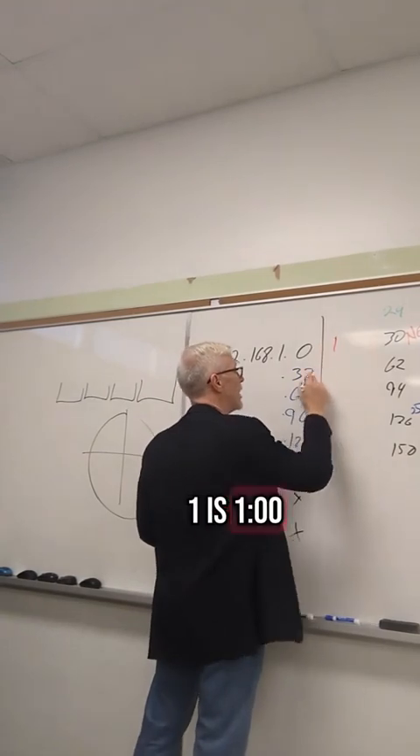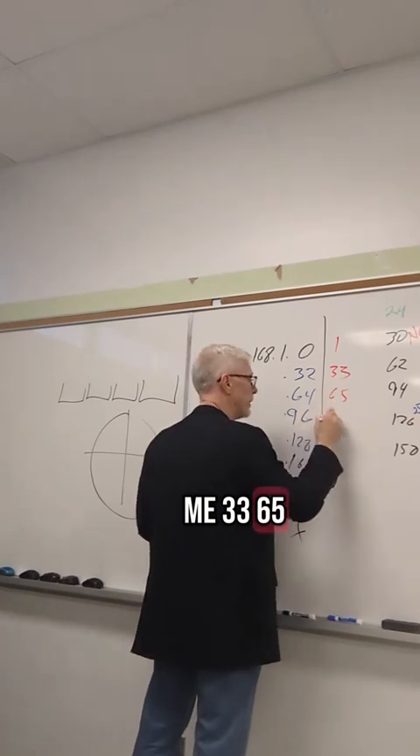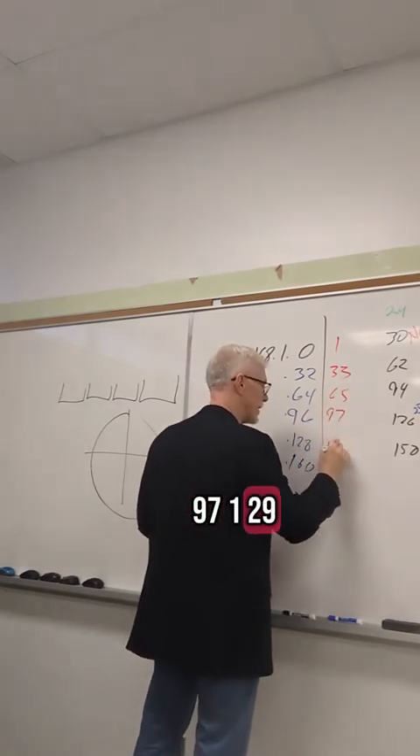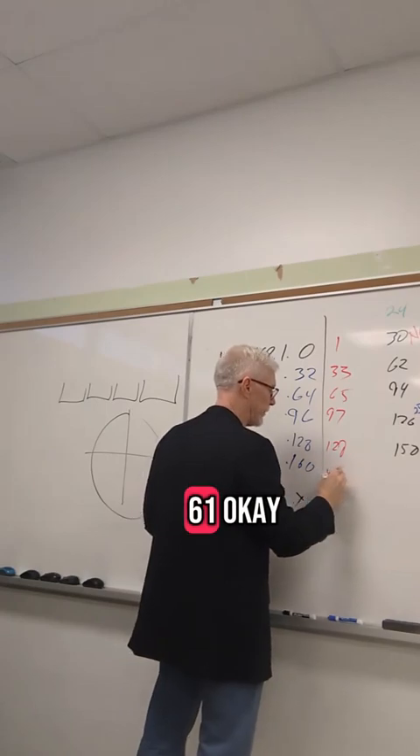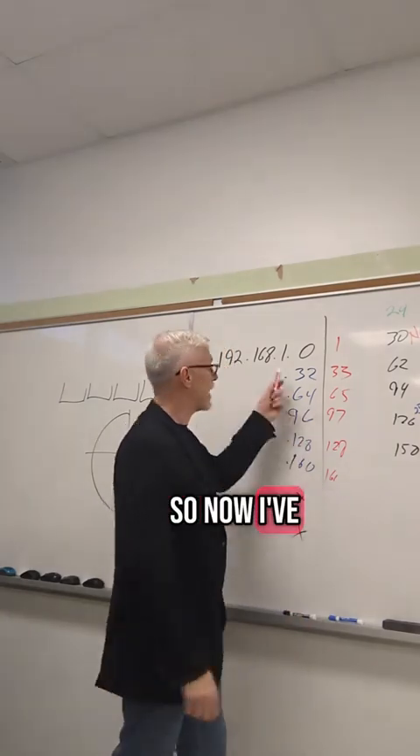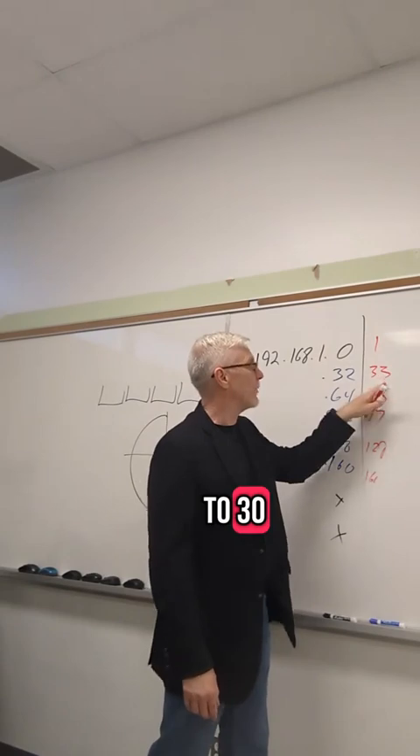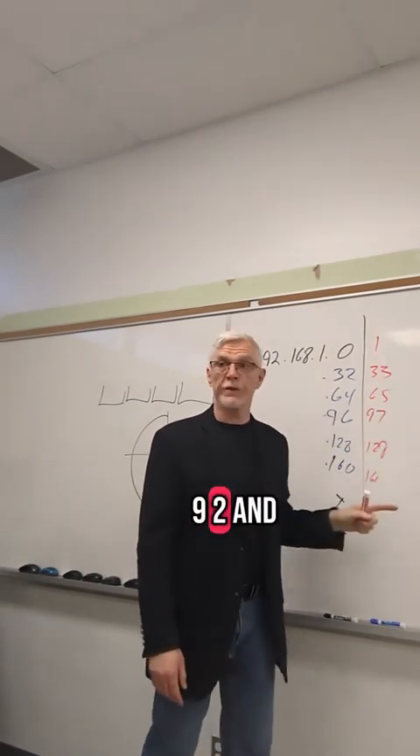Then I'm going to get my first hosts, and that's pretty easy. 0 plus 1 is 1. 32, that gives me 33. 65. 97. 129. This one would have been 161, okay? What is the subnet mask? So now I've got 8 networks. I only did 6 of them. This one will have 1 to 30, 33 to 62, 65 to 94, and so on, right?